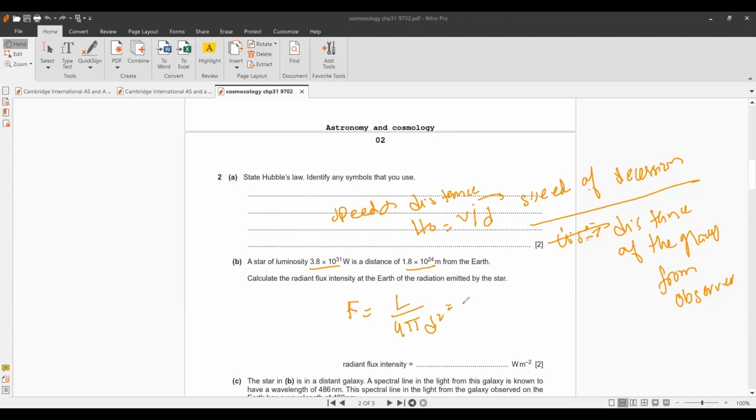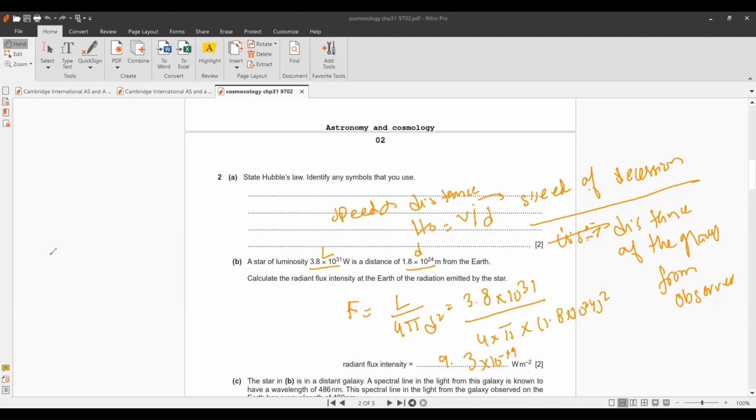F is equal to, luminosity is 3.8 raised to power 31 over 4 into pi into 1.8 raised to power 24 square. Get calculators ready quickly. 9.3 times 10 power minus 19. The unit is already given, so we don't have to write it down.